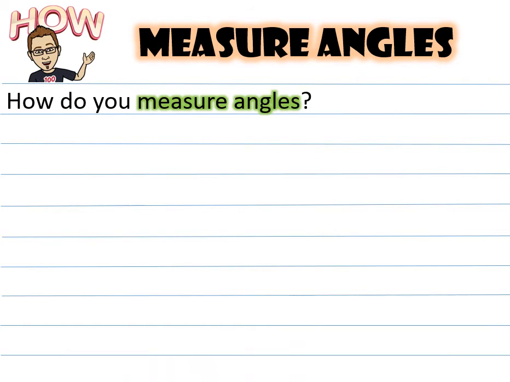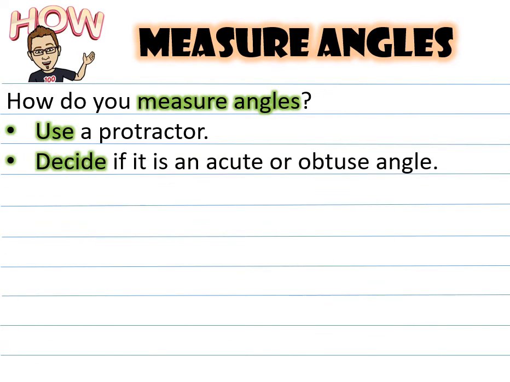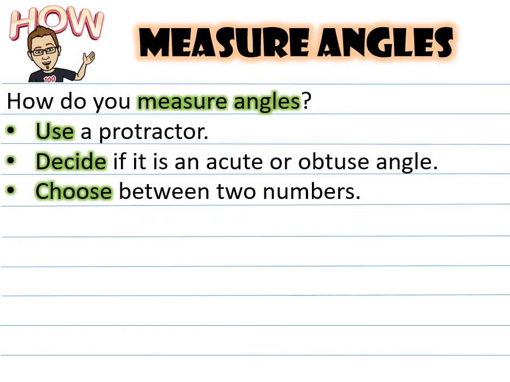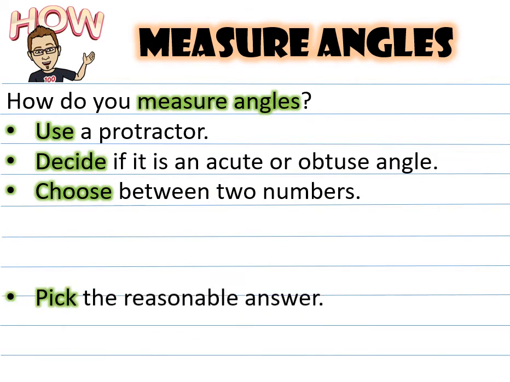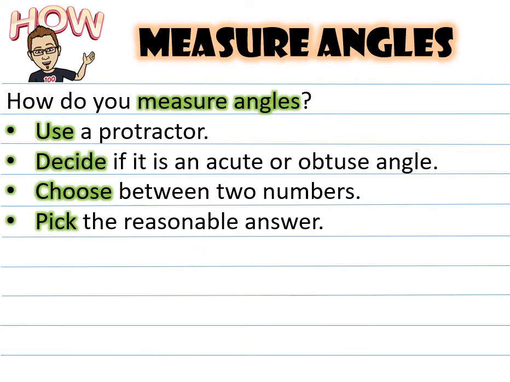How do you measure angles? Well, you could use a protractor. Decide if it's an acute or obtuse angle. Choose between the 2 numbers and pick the reasonable answer.